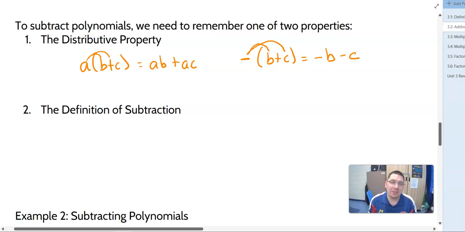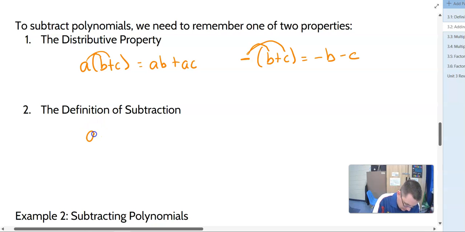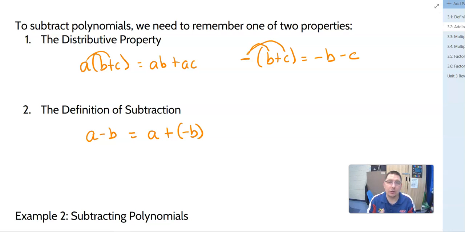Or we need to remember the definition of subtraction. And the definition of subtraction is that a minus b is just the same as a plus the opposite of b. And so if I have a polynomial, I can distribute that negative in, just like we did with the distributive property, to all the terms, and then change the operation from subtraction to addition. And we're going to look at that in the first two examples, how to use each property to solve this out.